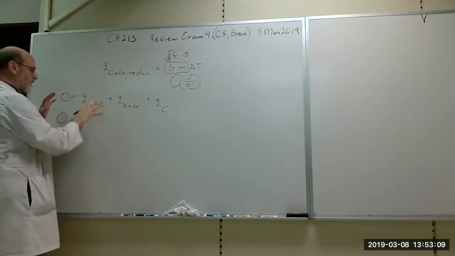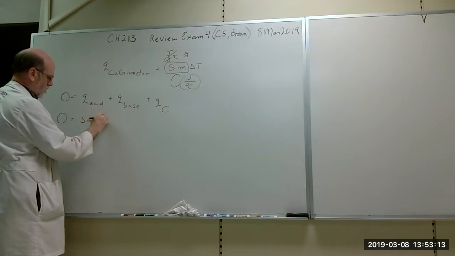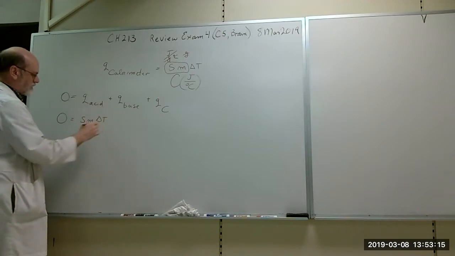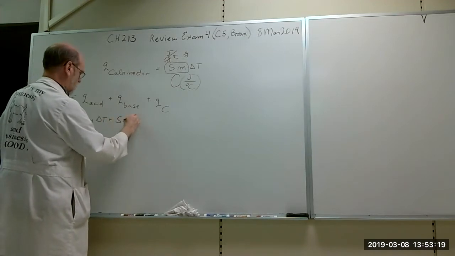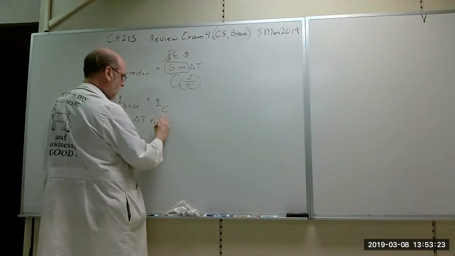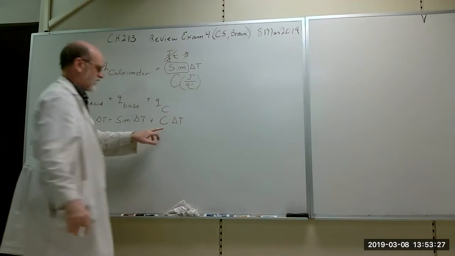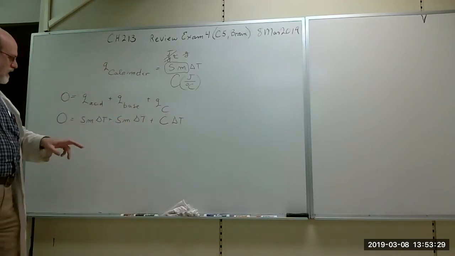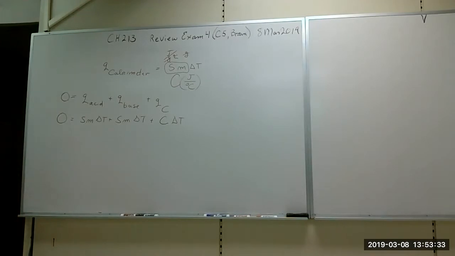Okay, so each one of these is going to have its own, like that, and this is just going to be the C times the delta T, the calorimeter constant times the T. Oh, I'm sorry. What am I thinking of?